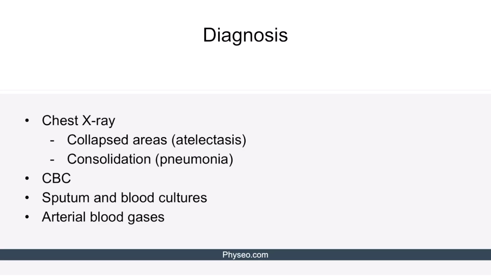So for the diagnosis of postoperative atelectasis or pneumonia, a chest x-ray is recommended, and that usually reveals collapsed areas of the lung if you're dealing with atelectasis, or consolidation if you're dealing with pneumonia. Next, a CBC is done to show if there are changes in blood cell counts, and then a sputum culture is actually recommended if they're coughing and it's productive. A lot of times the cough won't be productive, but if it is, get a sputum culture of it.